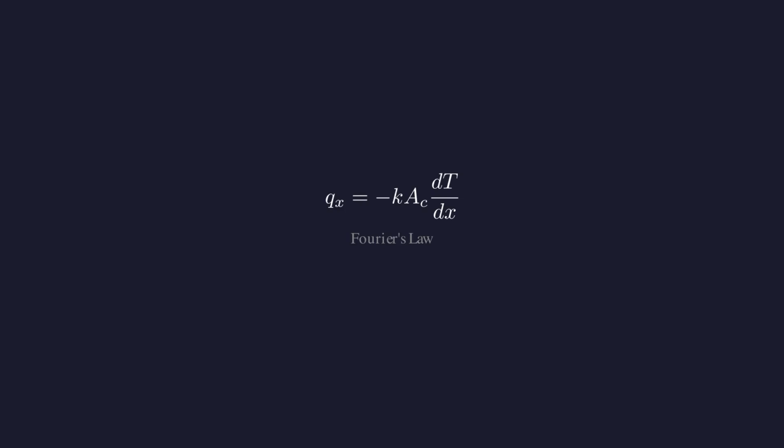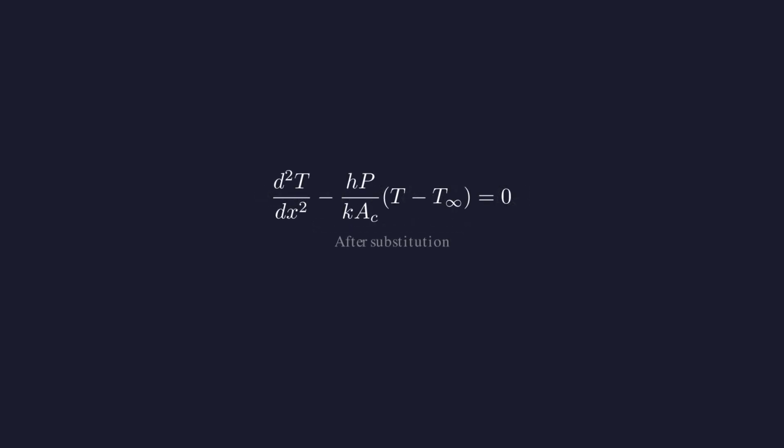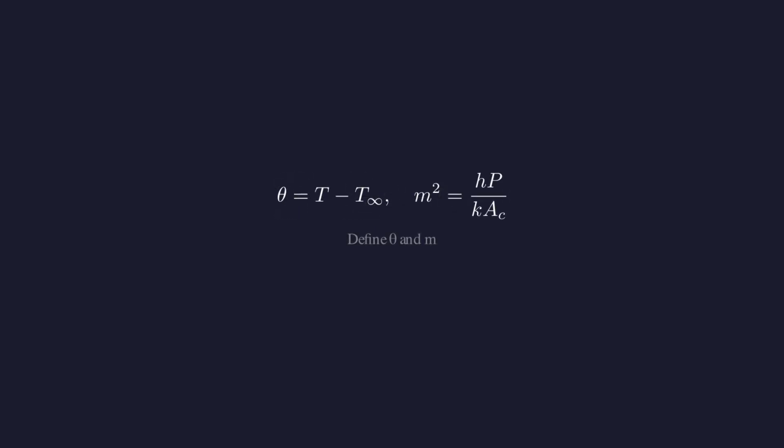Applying Fourier's law, heat flux equals negative k times area times temperature gradient. Convection from the lateral surface equals h times perimeter times dx times excess temperature. Substituting and simplifying gives a second order ODE. Define theta as excess temperature above the fluid, and m squared as h times perimeter over k times area.